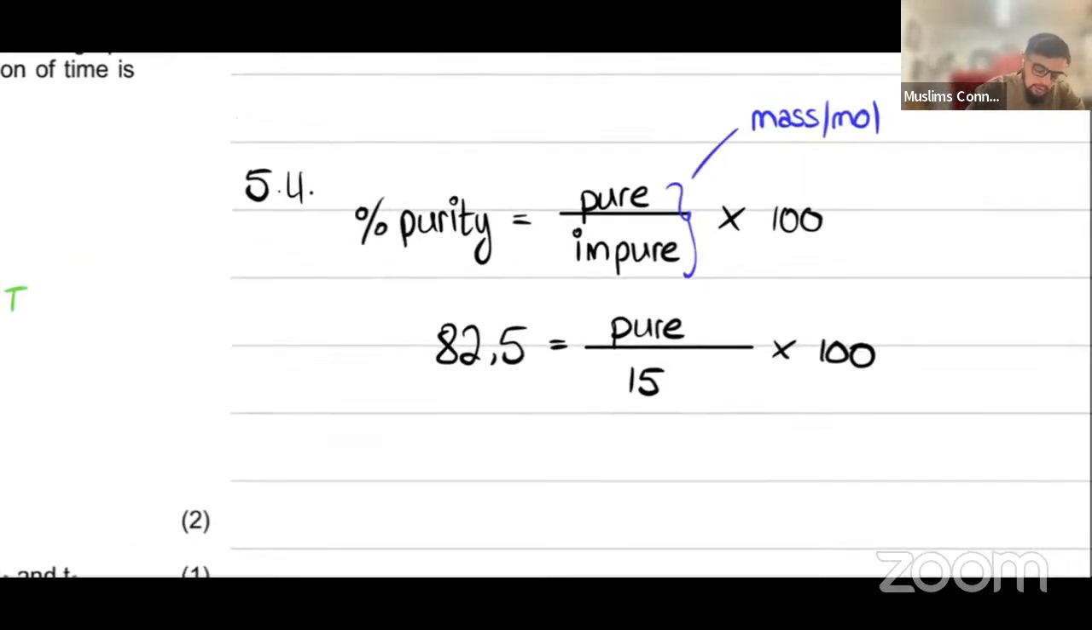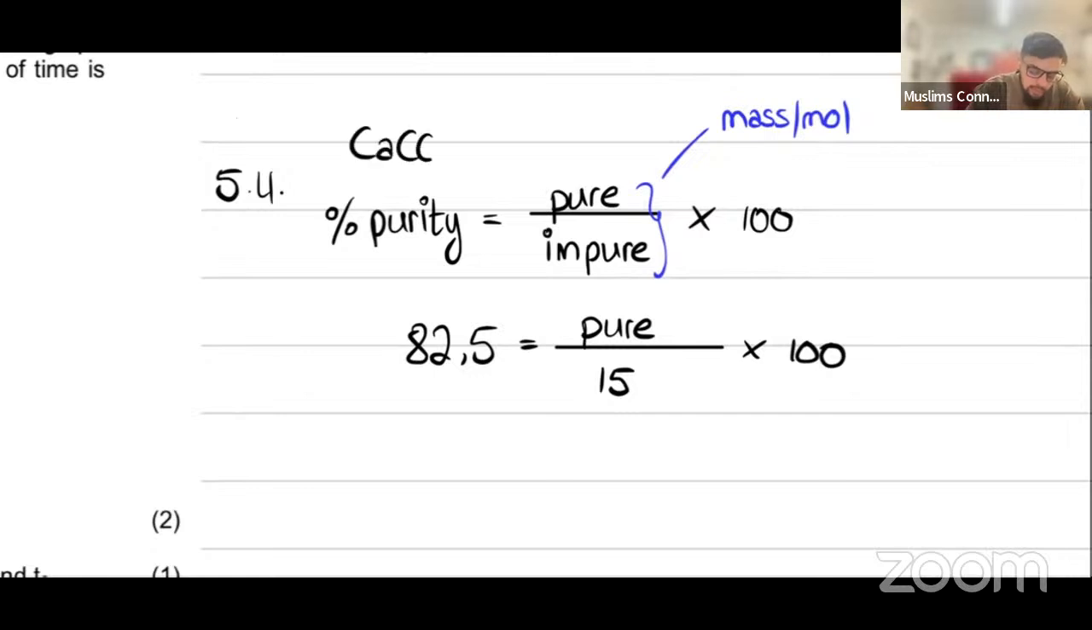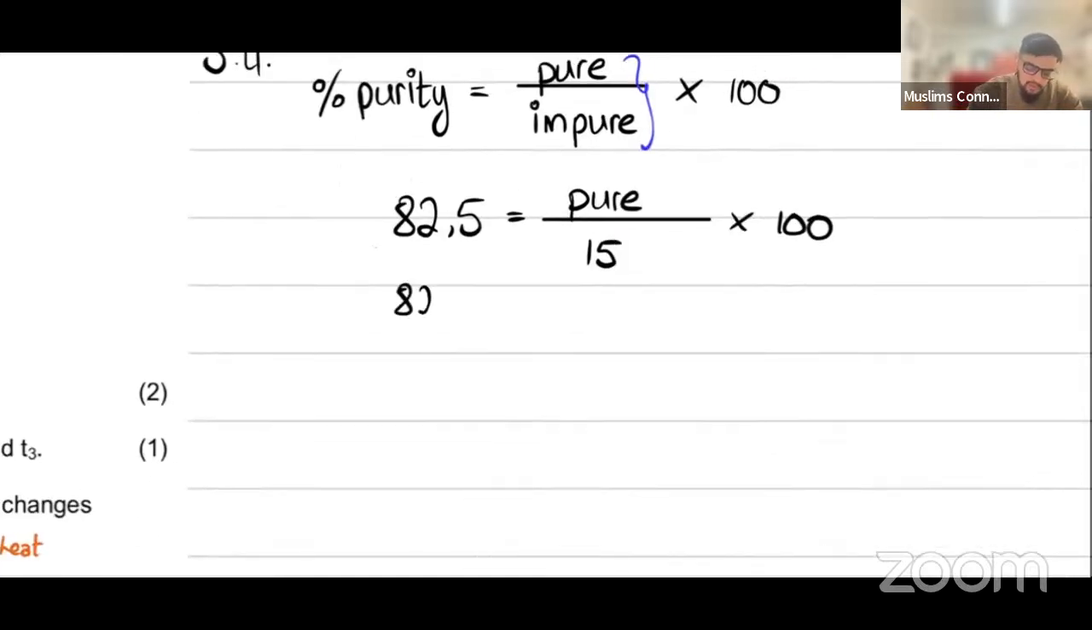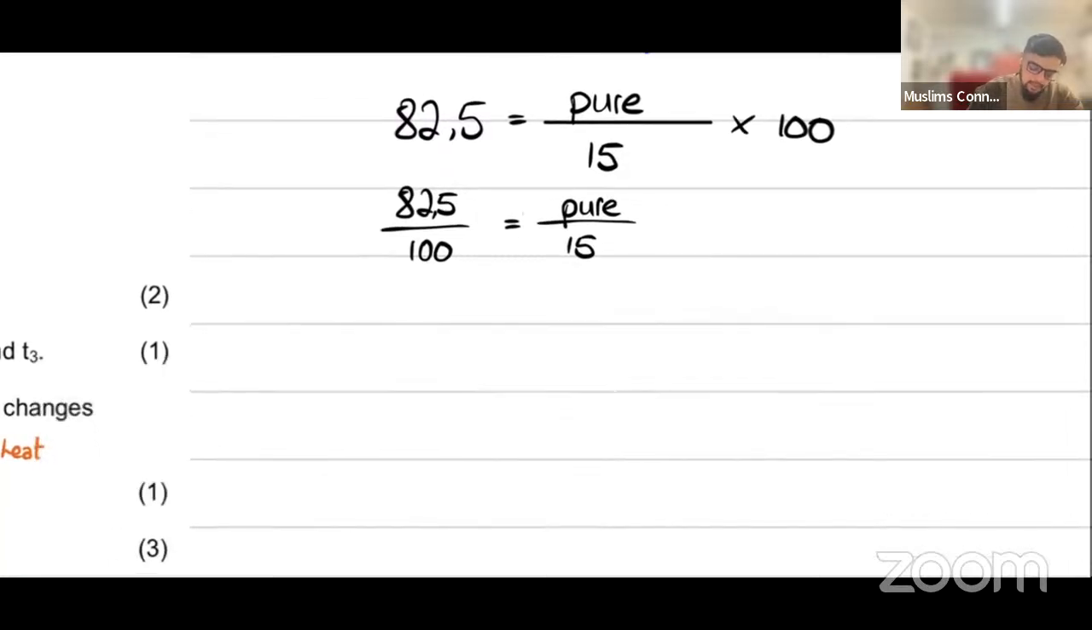This is for CaCO3. Now, what do we do? Just simple algebra manipulation. I'm going to take the 100 over as division. Here we're left with pure over 15. Take the 15 over as multiplication. 82.5 divided by 100 times 15. And this is going to give me the pure value. I substituted this 15 grams, its mass, so it's going to give me the pure value as a mass. Let me do this calculation.